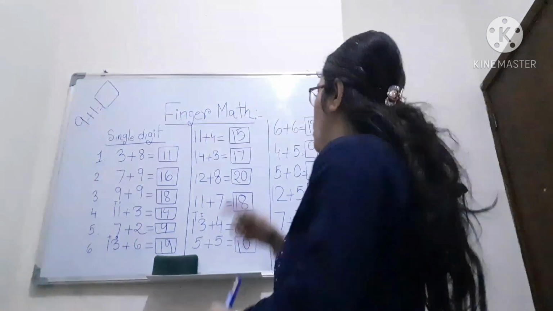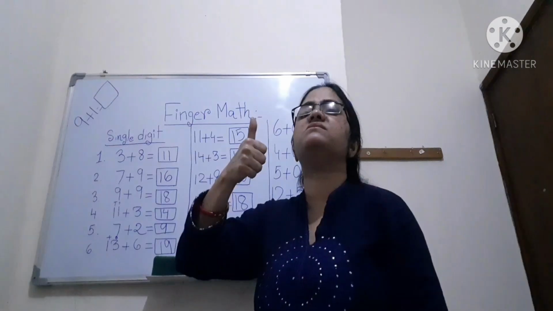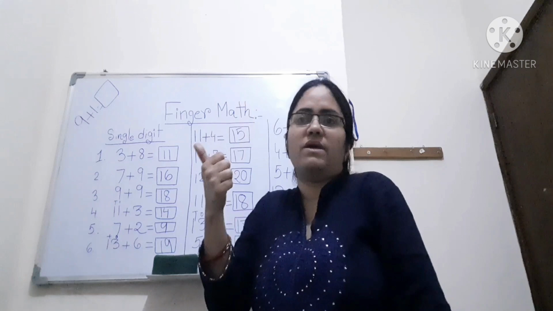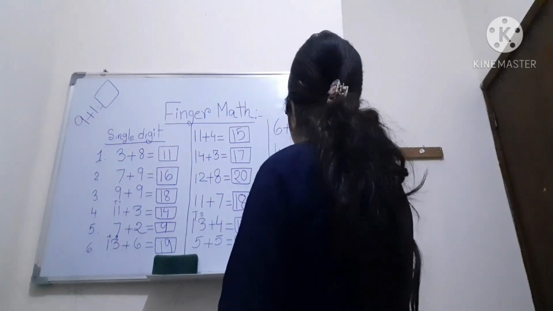5 plus 0. This is 5, right? And plus 0. If I raise no fingers, then 5 plus 0 is equal to 5.